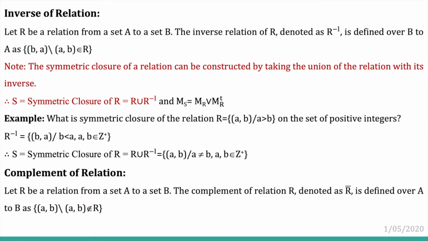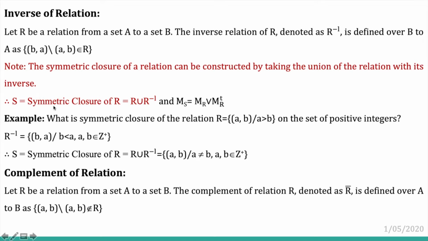Now let's see what an inverse relation is. Let R be a relation over a set A to set B. Then the inverse relation of R is defined over the set B to set A as the relation that contains ordered pairs B, A for all those ordered pairs A, B that exist in R. If MR is the matrix representation of R, then the matrix representation of its inverse is obtained simply by taking the transpose of MR. The important point to notice here is that the symmetric closure of the relation can be constructed by taking the union of the relation with its inverse.